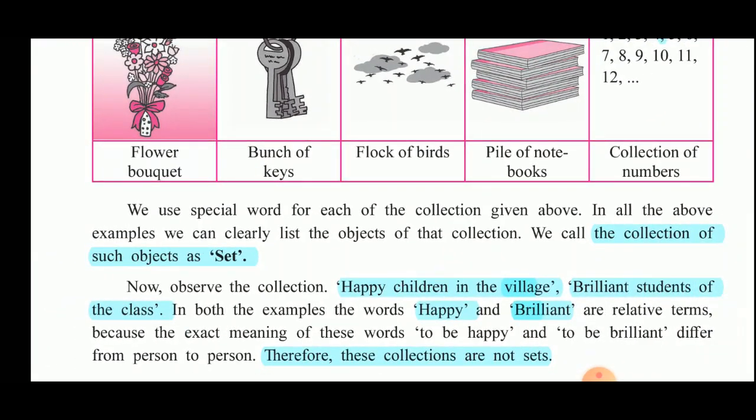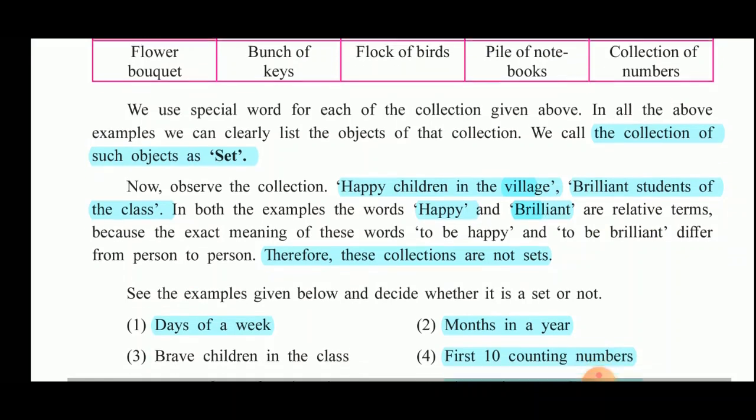Now observe another collection like the happy children in the village, brilliant students of the class. Happy and brilliant are relative terms because the exact meaning of these words, to be happy or to be brilliant, differs from person to person. Therefore, these collections are not sets.